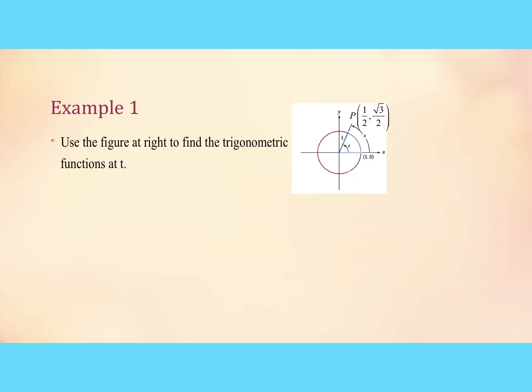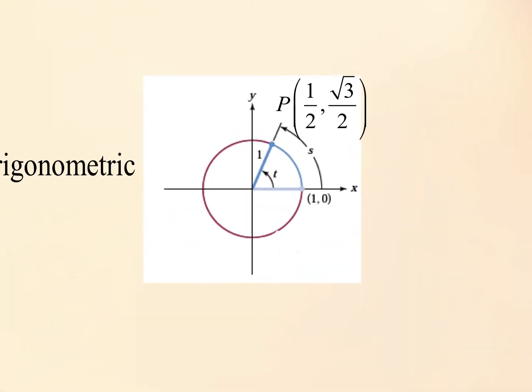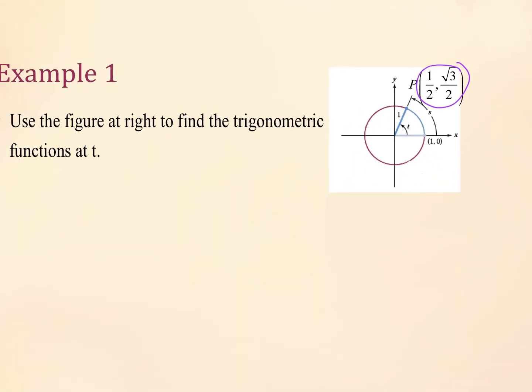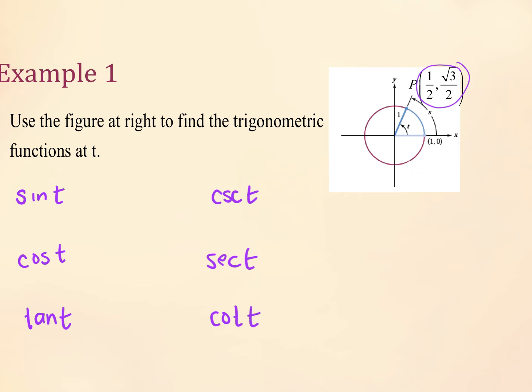All right, so here it says use the figure at the right to find the trig functions at T. So we don't know the value of T. We know the coordinate point of T, which is 1/2 and root 3 over 2. So you should know the angle at T. What would that angle be? 60 degrees or pi over 3, okay? Find all 6 trig functions: sine of T, cosine of T, tangent of T, cosecant of T, secant of T, and cotangent of T. So the sine is which coordinate, x or y? Nope. Sine is y. So root 3 over 2. Cosine is x, 1/2.